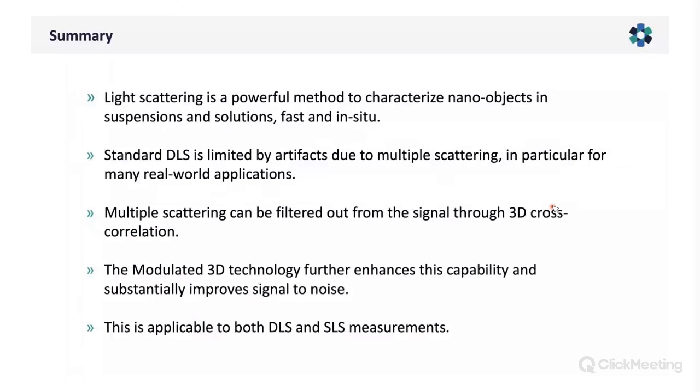And for this type of system in general, it's very practical and convenient and useful and powerful to filter out multiple scattering through the cross-correlation principle, and modulated 3D gives you the best signal to noise and the fastest measurement, and this technique can be beneficial both for dynamic light scattering and static light scattering.